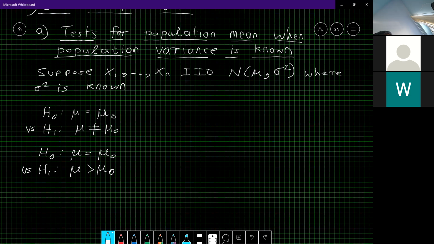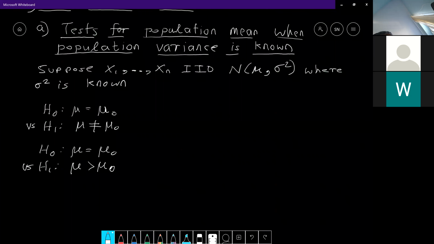And the third case is where mu is equal to mu zero versus the alternative that mu is less than mu zero. Once again, the mu zeros here are constant. In the three examples I did at the beginning, mu zero could be 80 kg, for example. For each of these hypotheses, there's a rule for rejecting.